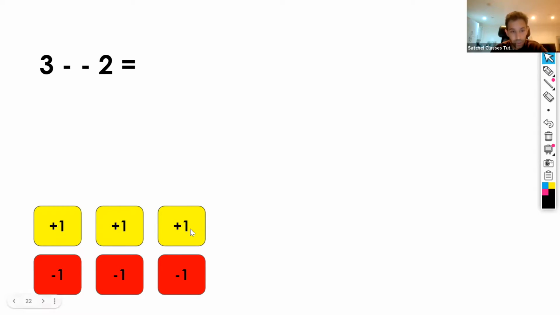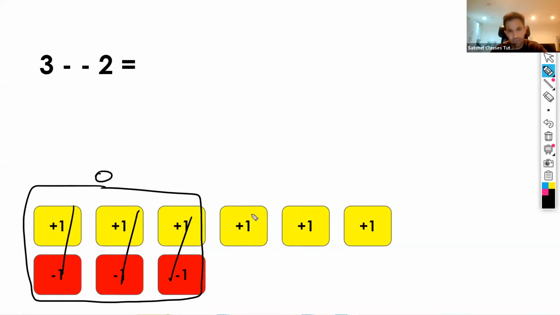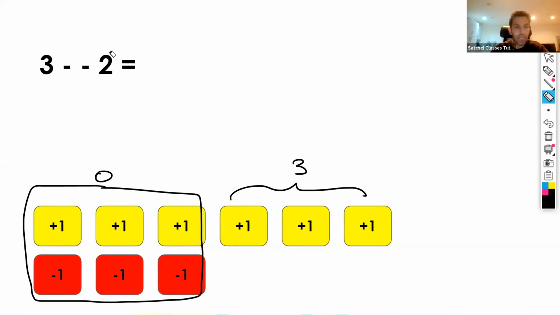Now, be careful, just because we have 3 yellow blocks here, it doesn't mean we're at 3, because the minuses cancel these positive ones out. So I'm going to have to draw 3 yellow blocks. Right now, this is 0, because they all cancel out, and then I've got 1, 2, 3 over here. Now I need to minus minus 2. So I need to subtract minus 2. I have to get rid of minus 1 here and another minus 1 here.